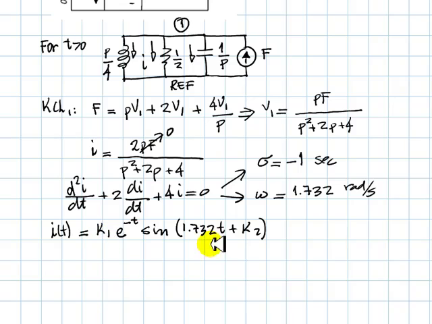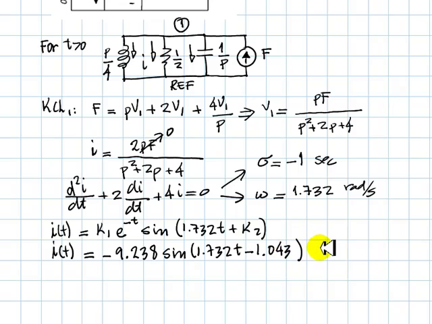We need to find K1 and K2, and for that we have the initial value of this current, and we have the initial value of its first derivative. If we utilize those as in class, just see the class notes, we obtain that the current in that resistor is negative 9.238 sine of 1732t minus 1.043 radians amps.